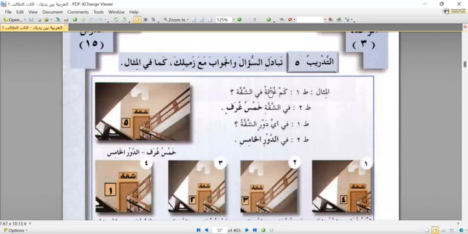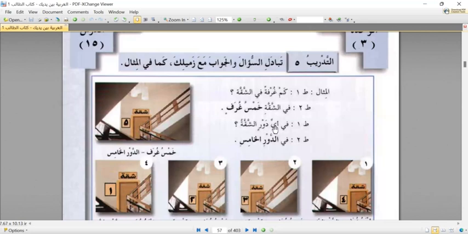Kam ghurfatan. Here we use the singular, but in answering, when we use the number, we have to use the plural. And the number has to have only one dhamma or one kasra or one fatha. And then the thing you are speaking about has to be majrurun, having kasra at the end. That's just by the way grammatically. So في الشقة خمس غرف means there are 5 rooms in the apartment.